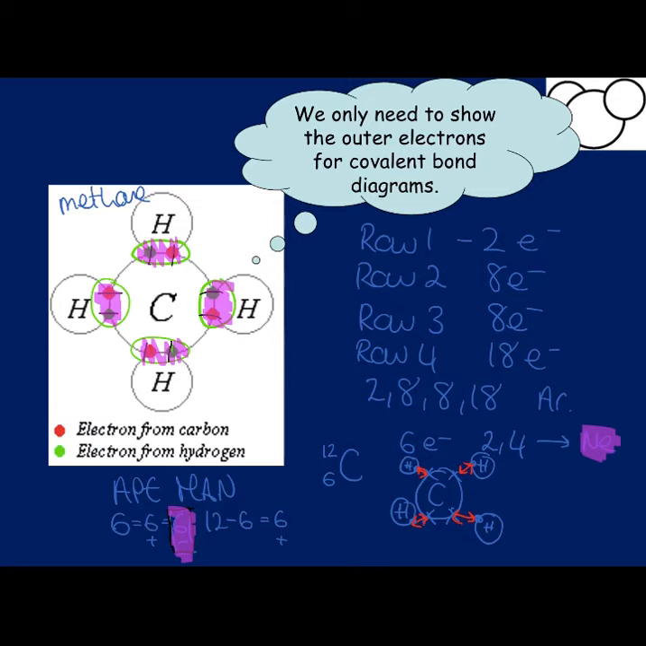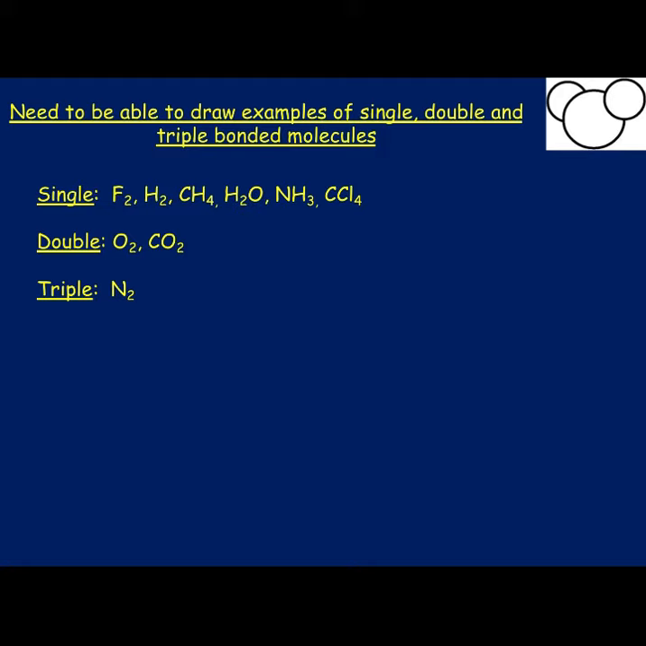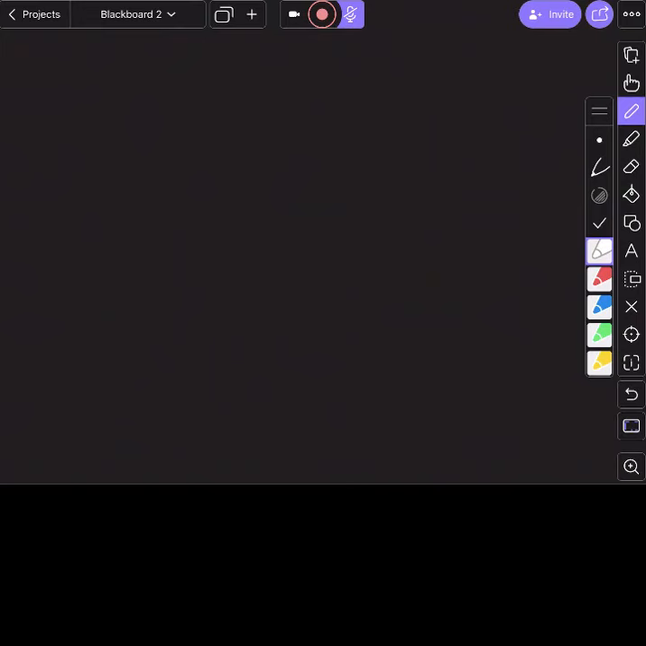So these are all the different bonds, or the different molecules, that you're going to have to draw, and I'm going to draw each and every one of them for you. So we're going to go into here and we're going to very quickly start with hydrogen.